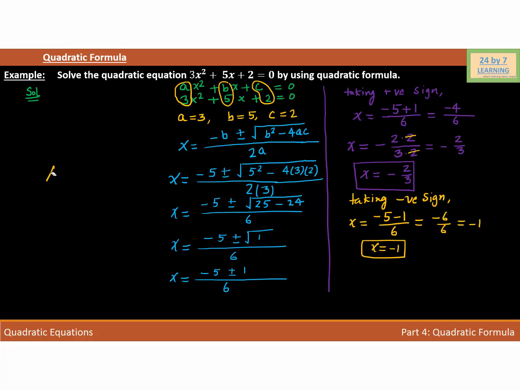So the answer of the equation is basically x is equal to negative 1 and x is equal to negative 2 over 3. And this is basically the solution of the given quadratic equation 3x squared plus 5x plus 2 is equal to 0. And this is how we will solve a quadratic equation using the quadratic formula.